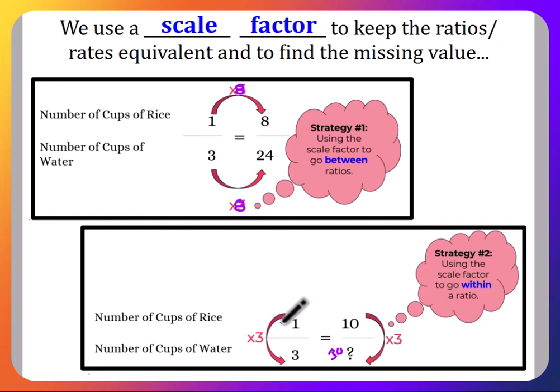So this is where you find the scale factor within a ratio. The first one is where you find it between. Sometimes it won't work between, but you can find the scale factor within. Sometimes you can't find the scale factor within, it only works between.